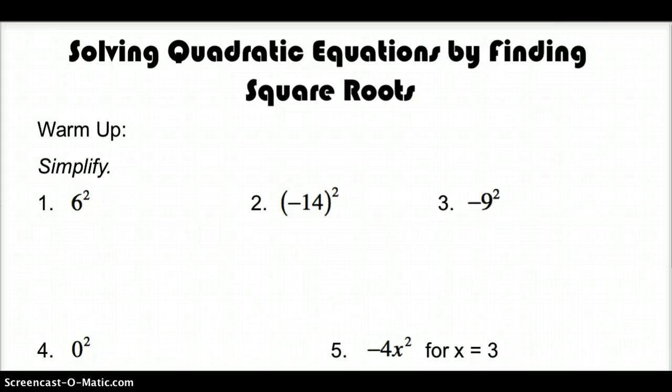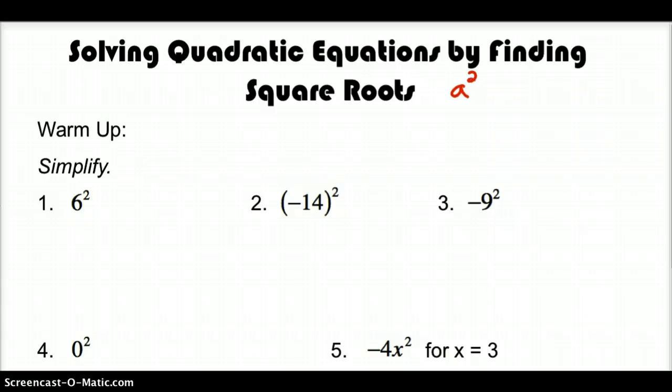Okay, in this next section, this is section 9.1 in your textbook, we are going to talk about solving quadratic equations by finding square roots. As a reminder, we've talked about how to solve quadratic equations so far, but they're going to look a little different today.